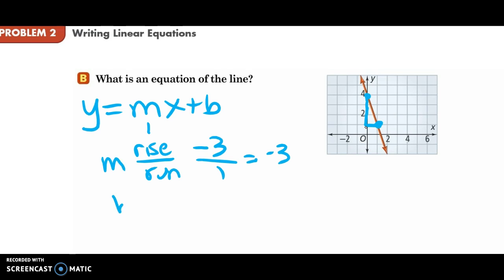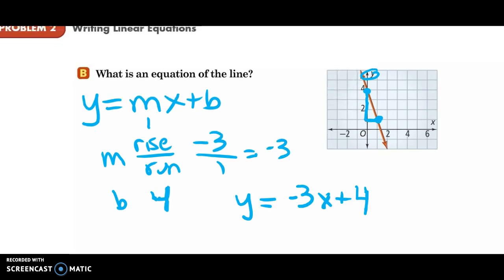That's your m value. Your b value is where we are crossing the y-axis. And you can see the line crosses here right at 4. So now that I have my two values, we can write the equation. So you can see our equation is y equals negative 3x plus 4. Let's move on to problem 3.